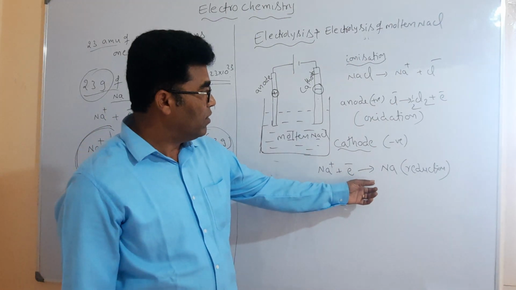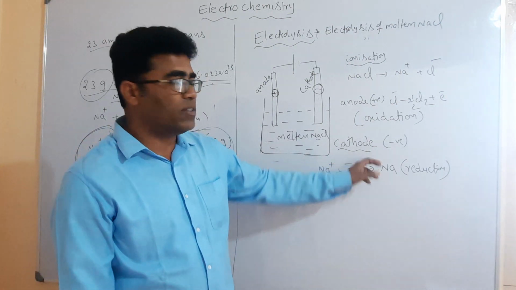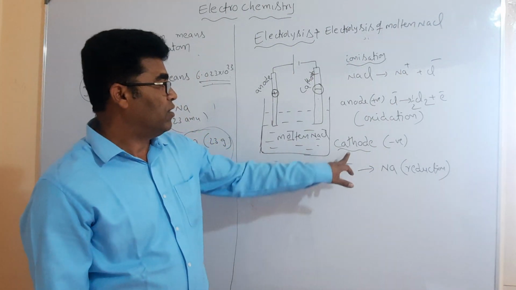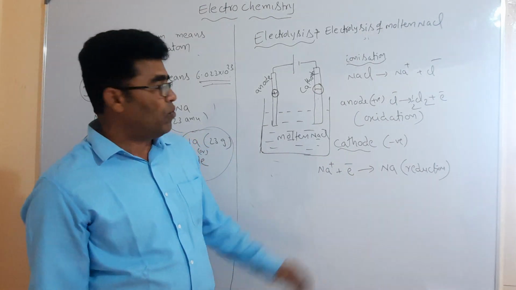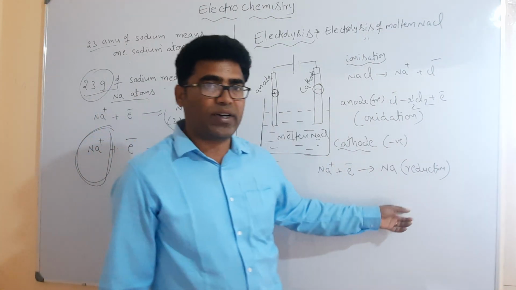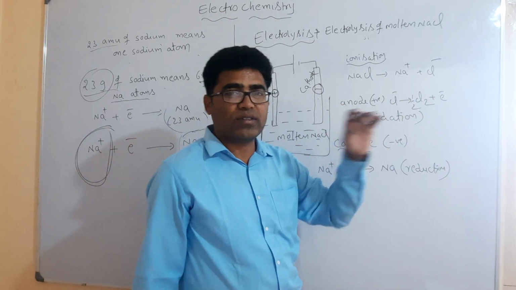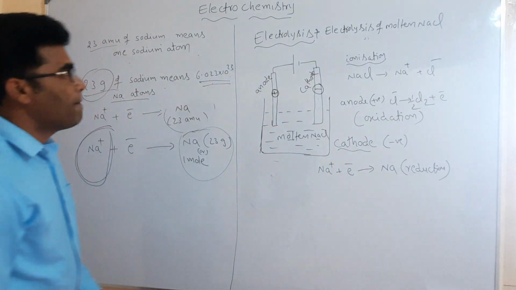Where reduction takes place, that is called the cathode. What is reduction? Gain of electrons is called reduction. Loss of electrons is called oxidation.